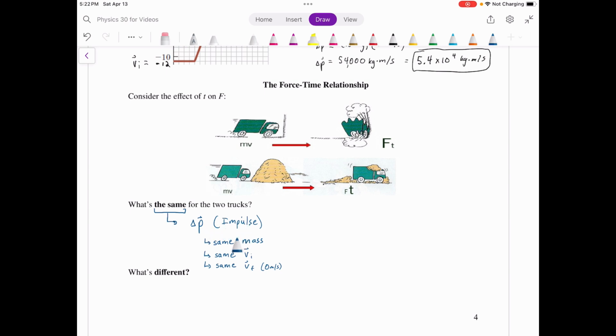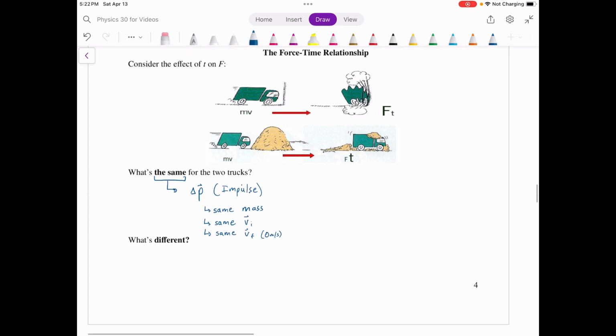Their impulse. They had the same mass, they went through the same change in velocity, they both had the same initial and the same final, okay? And so their momentum did change by the same amount in both scenarios. What's different is how that impulse was achieved.